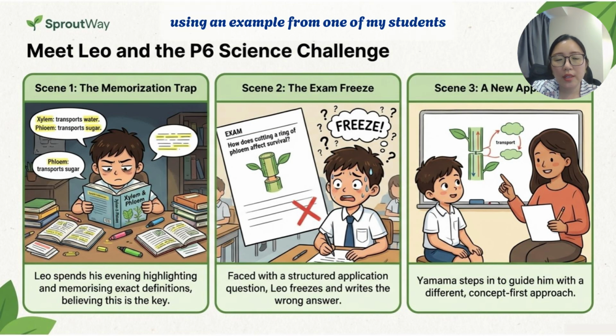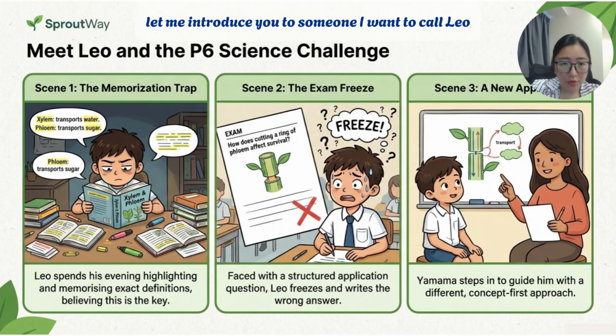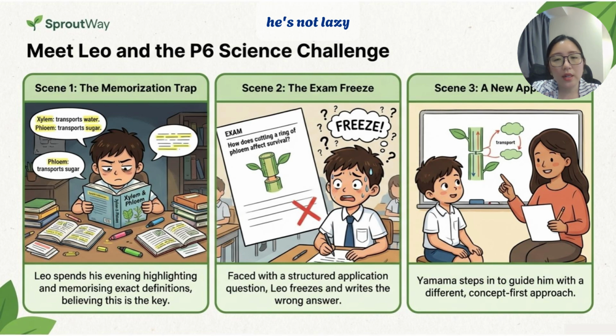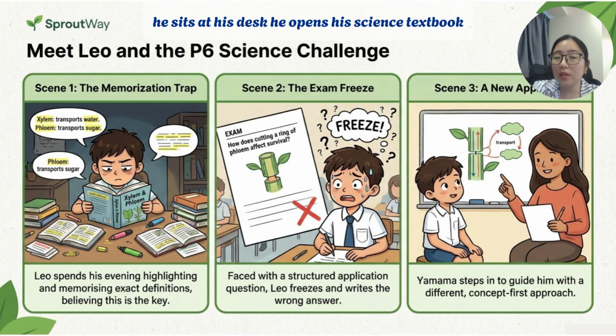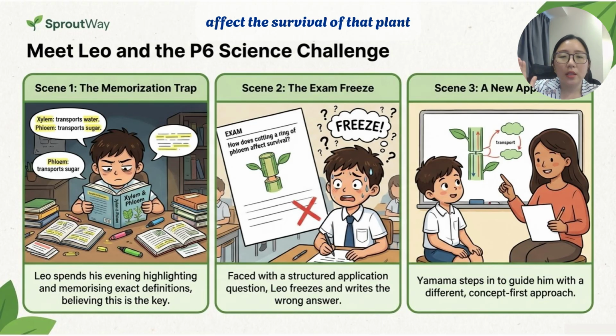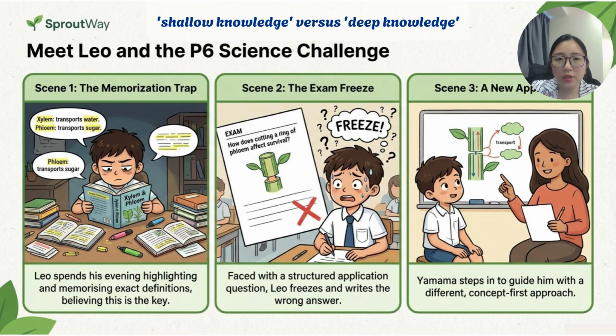Maybe I will illustrate using an example from one of my students. Let me introduce you to someone I want to call Leo. Leo is a P6 student. He's not lazy. He sits at his desk, he opens his science textbook, and he reads the chapter on the plant transport system. He spends the whole evening highlighting and memorizing the exact definitions, believing this is the key. During the exam the next day, when faced with a structured application question, how does cutting a ring of phloem affect the survival of the plant, Leo freezes and writes the wrong answer. This is a typical example of shallow knowledge versus deep knowledge.